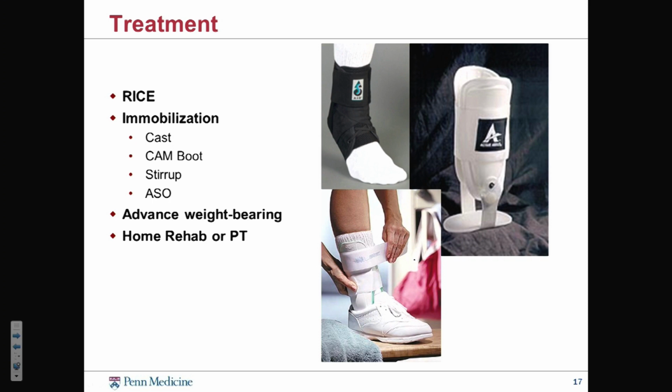Obviously, the most important thing, as most everyone knows, is rest, ice, compression, and immobilization, or the RICE type protocol. You can immobilize these in a lot of different types of devices. So this is a lace-up type ankle brace or a hinge stirrup type brace. This is an air cast. This is commonly used in the emergency department and for acute injuries.